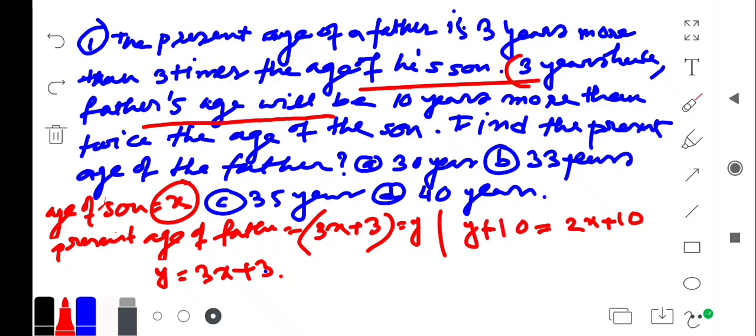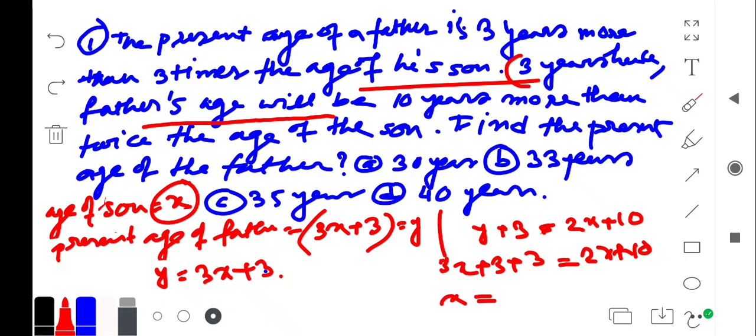Okay, right? y plus 10, no, sorry, y plus 3. You can write y plus 3, that must be 3x plus 3 plus 3, that is 2x plus 10. Okay, so you can write x equal to 33. What should be asked? Find the present age of the father.